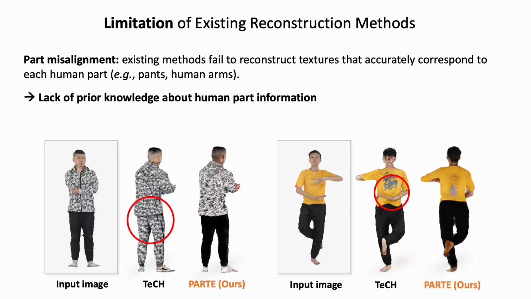The main limitation of existing reconstruction methods is part misalignment. The existing methods often fail to reconstruct human textures that accurately correspond to each human part, such as pants and human arms. This is because of the lack of prior knowledge about human part information during the reconstruction process.